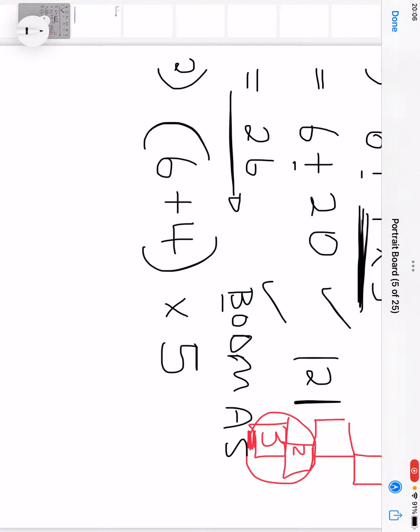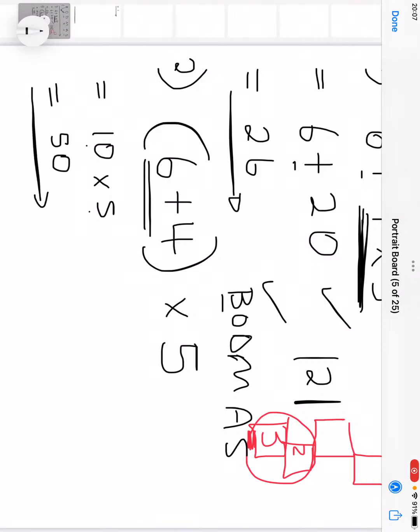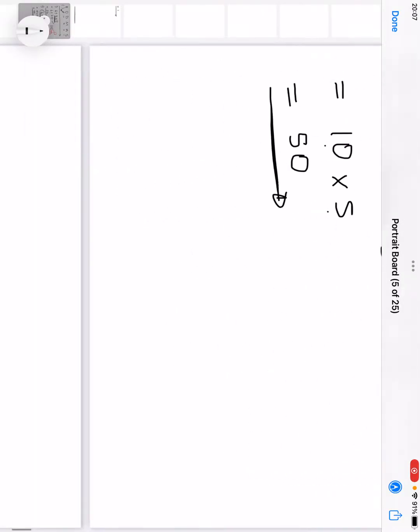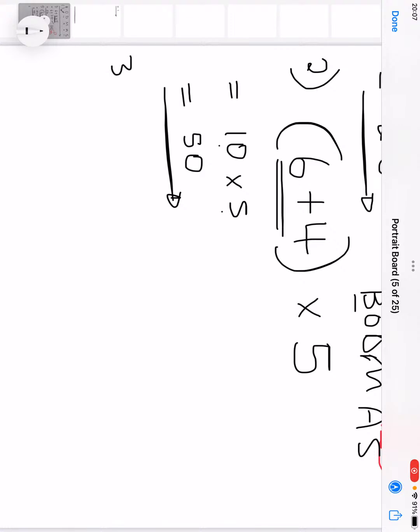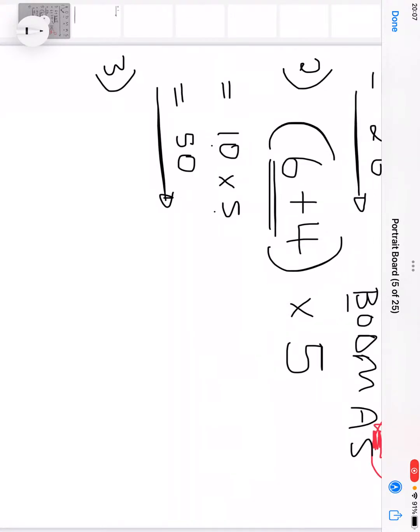So that means we focus on everything that is inside the brackets. That will be our starting point, where now we need to do what? We need to say 6 plus 4. What is that? It is definitely 10. And then we have that multiplied by 5, which means 10 times 5, it is therefore equal to 50. That's how you apply BODMAS.